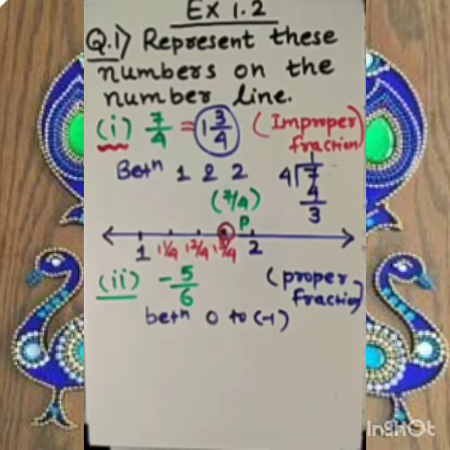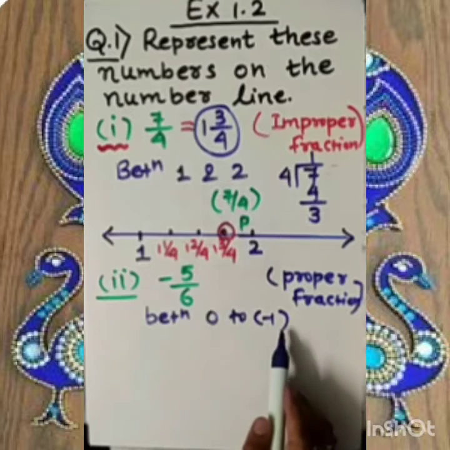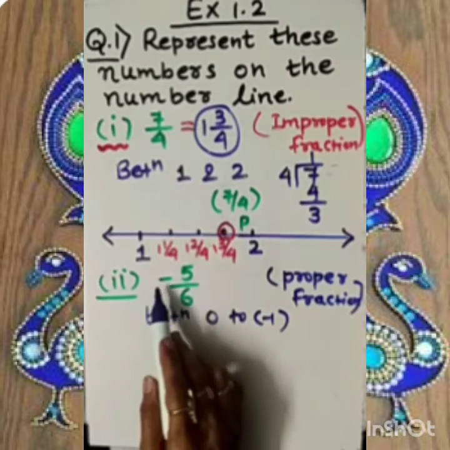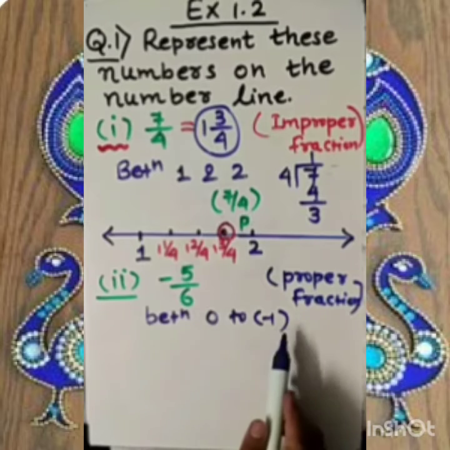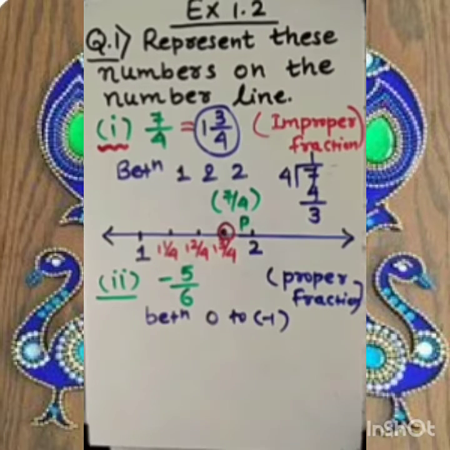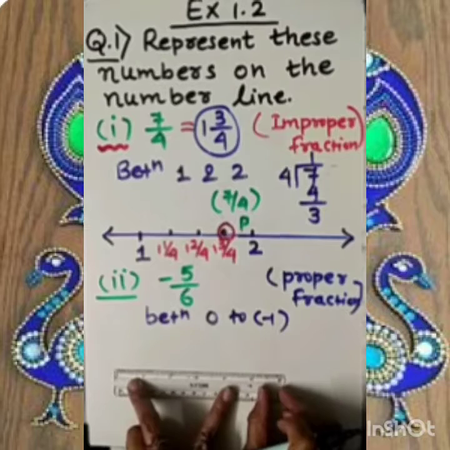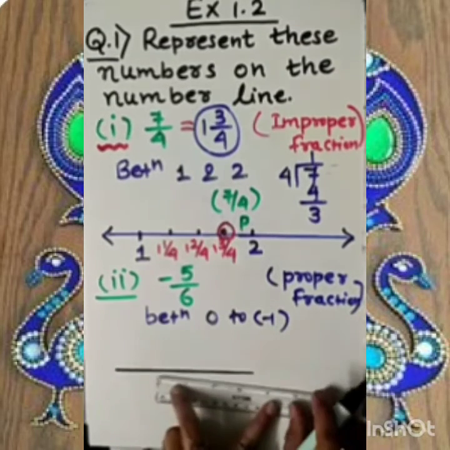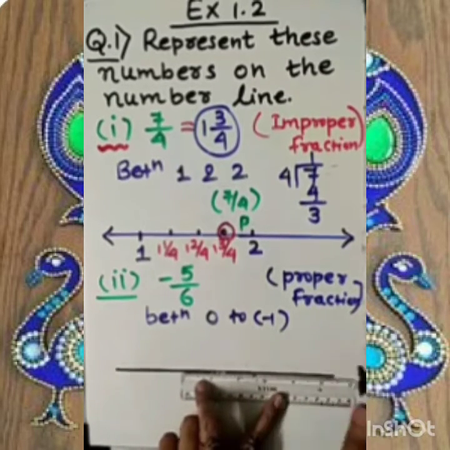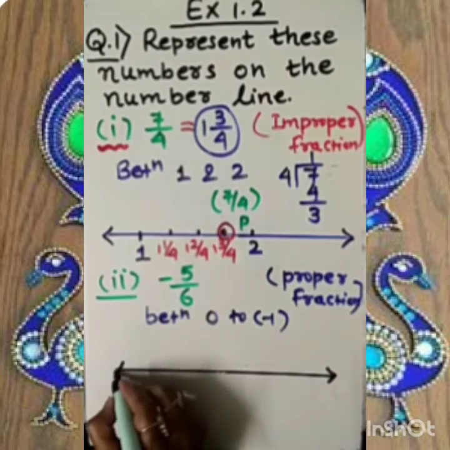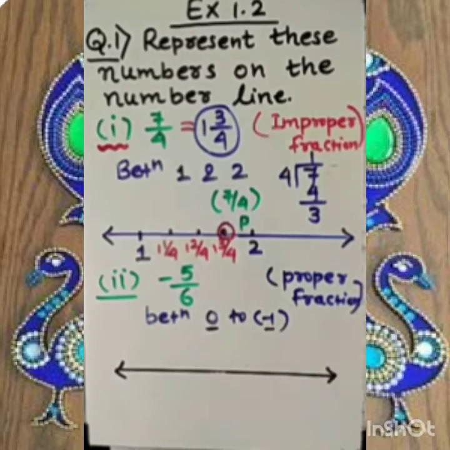Clear to you? If it is positive, then the location of the point will be between 0 and 1. And if it is negative, the location of the point will be between 0 and minus 1. Negative points must be located on the left side of a number line. So let me draw a number line here, for your better understanding. As I already told you, the location of the point is between 0 and minus 1.